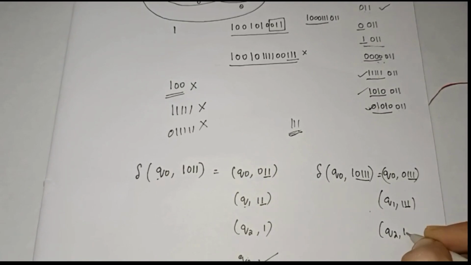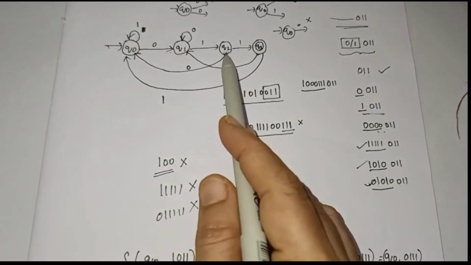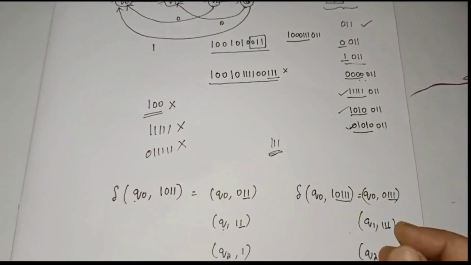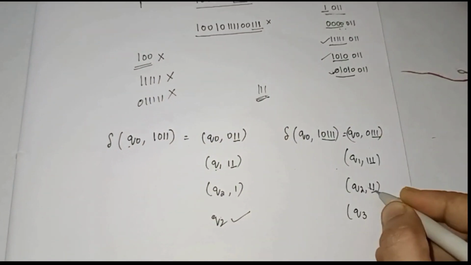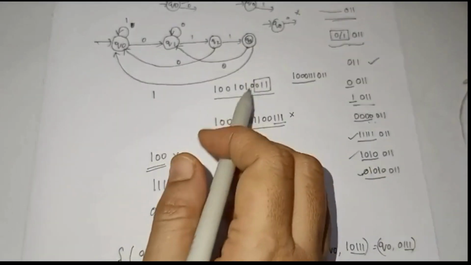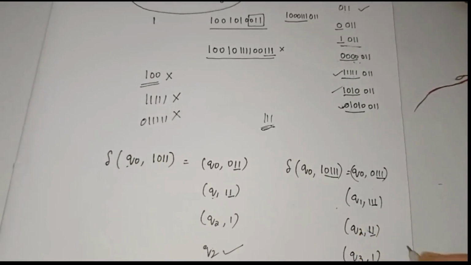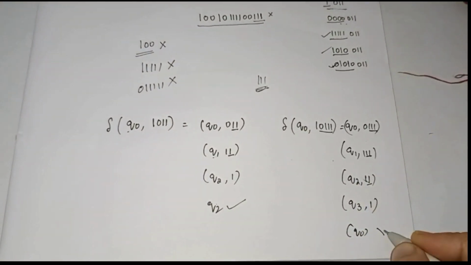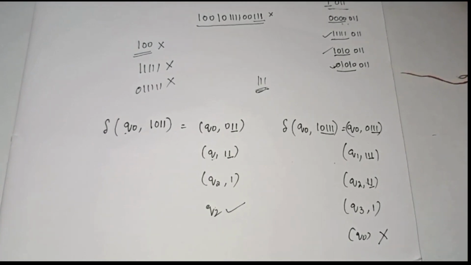We will take the rest part. Q2 on 1 is Q2. Q2 on 1 is Q3. So we will take Q3. Take the rest part, that is 1. Q3 on 1 is Q0. So it is not reaching the final state. Hence the string is not accepted.